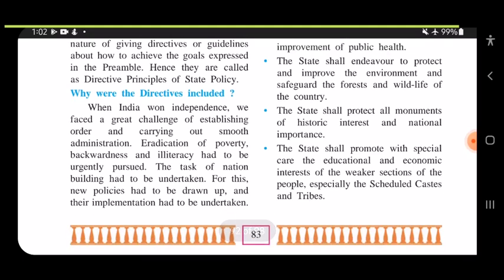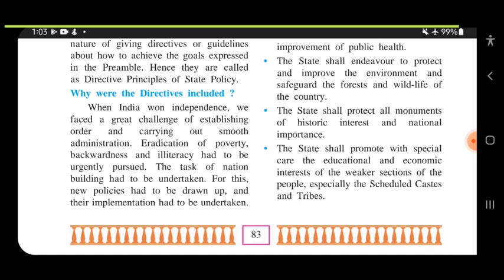Then the next, the state shall protect all monuments of historic interest and national importance. Now we have all historical monuments, Taj Mahal, Qutub Minar. We should see that the monuments are kept in a proper way, not to scribble, not to destroy them.